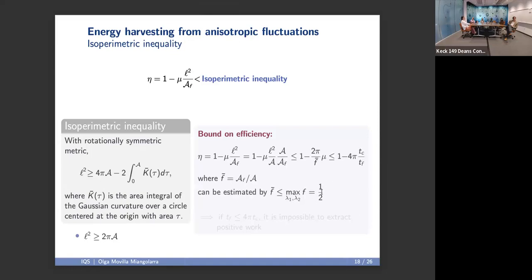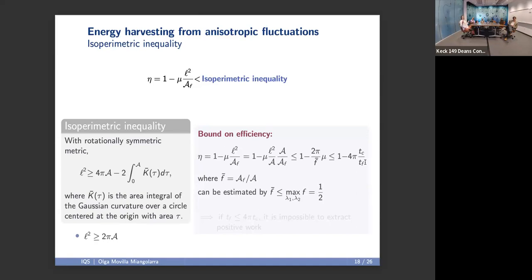So in this case, 1/2. And then we'll get to this bound on efficiency that now doesn't depend on the cycle you choose. It only depends on the geometry of your system, so on TC, and also on the period of the cycle. So we can really have this finite time correction to this efficiency.